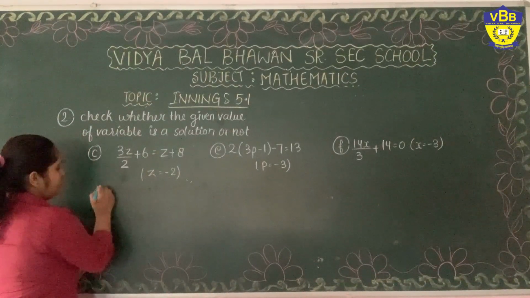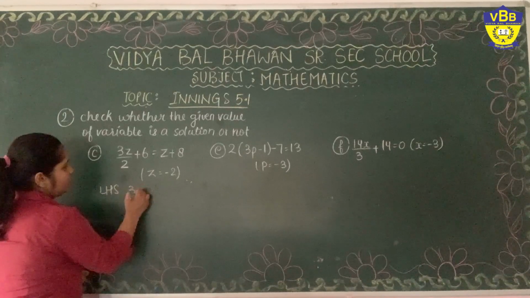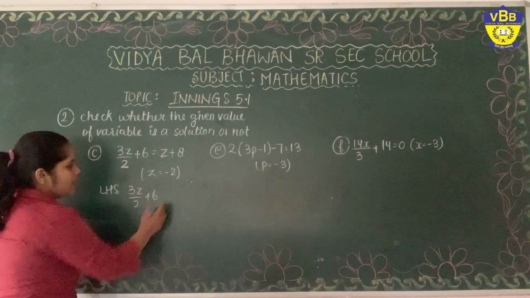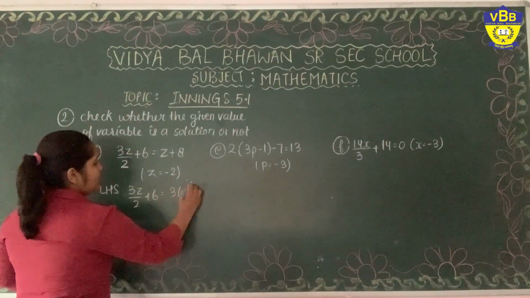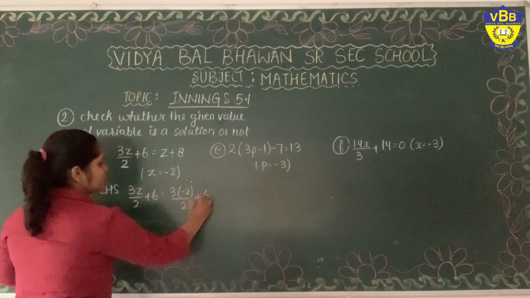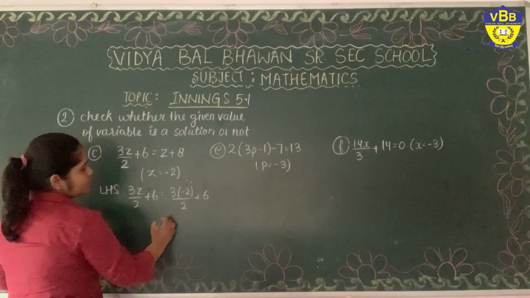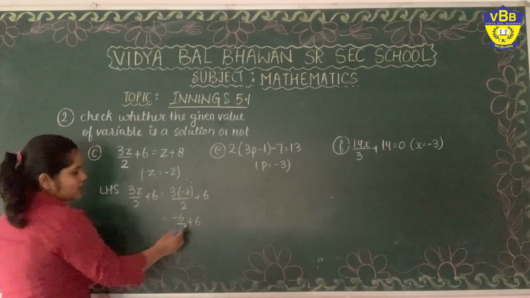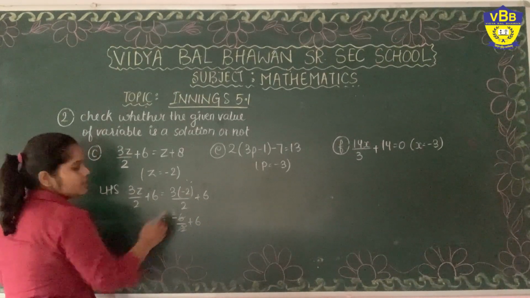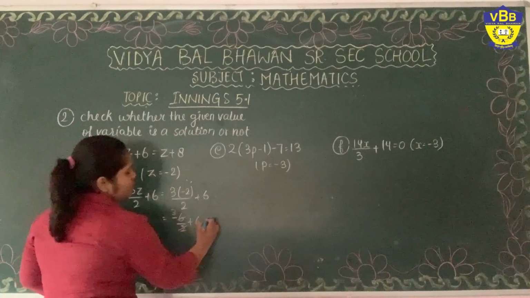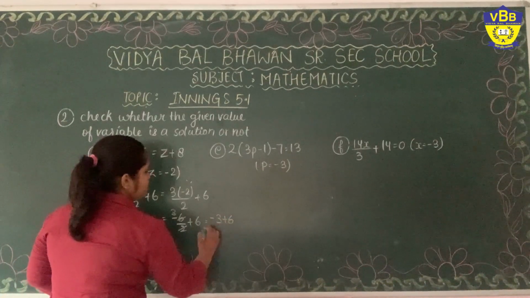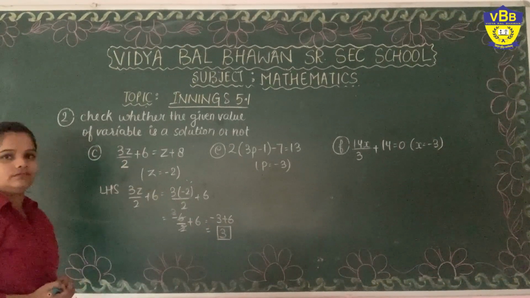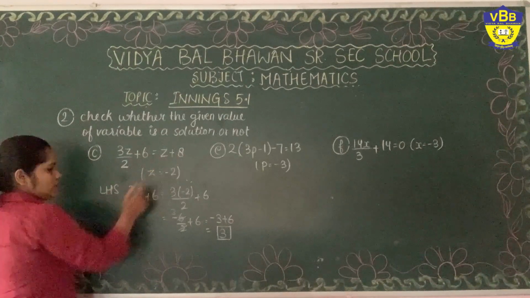Put the value here in the LHS. LHS we are having 3z upon 2 plus 6. Put the value of z, that is minus 2. 3 multiplied by minus 2 upon 2 plus 6. 3 multiplied by minus 2 is minus 6 upon 2 plus 6. This can be cancelled out. 3 2s are 6. So minus 3 plus 6 is giving the answer 3. LHS is coming 3.